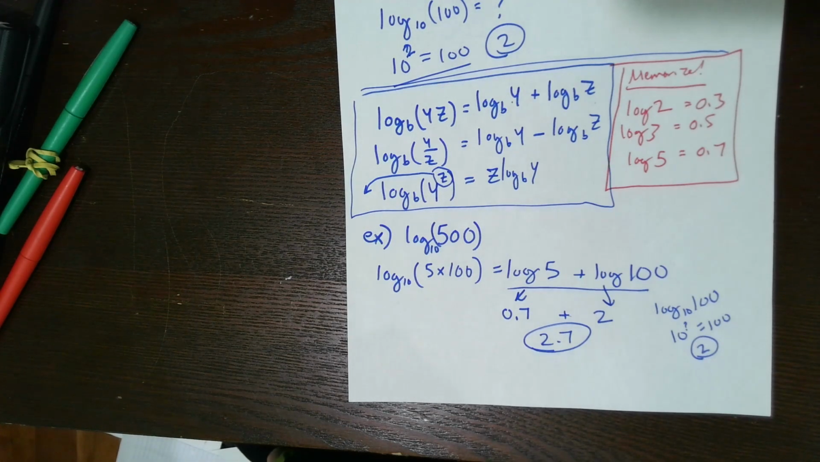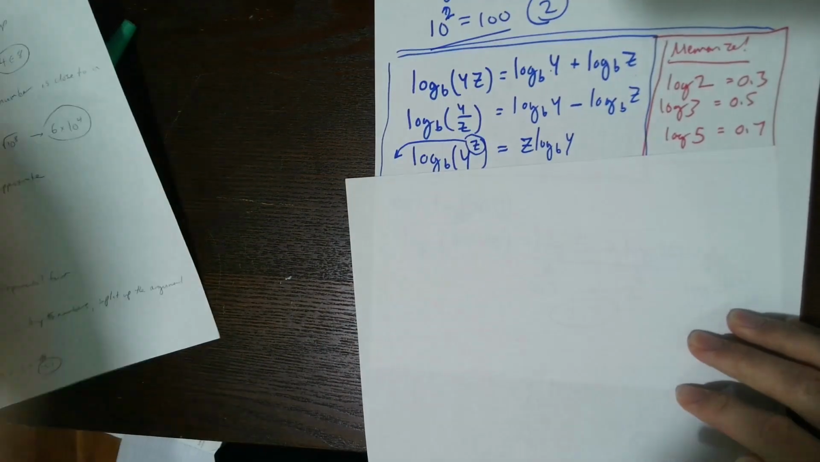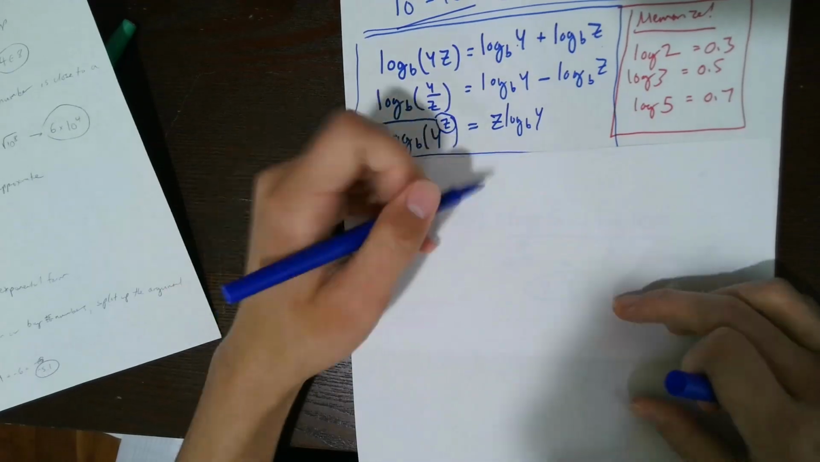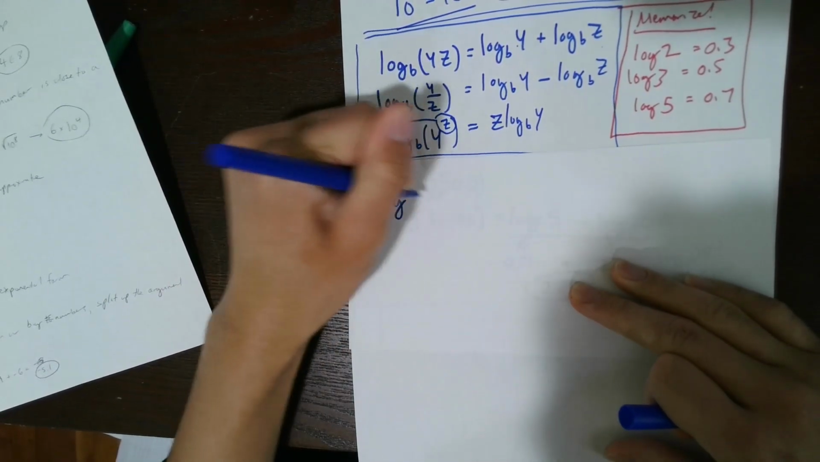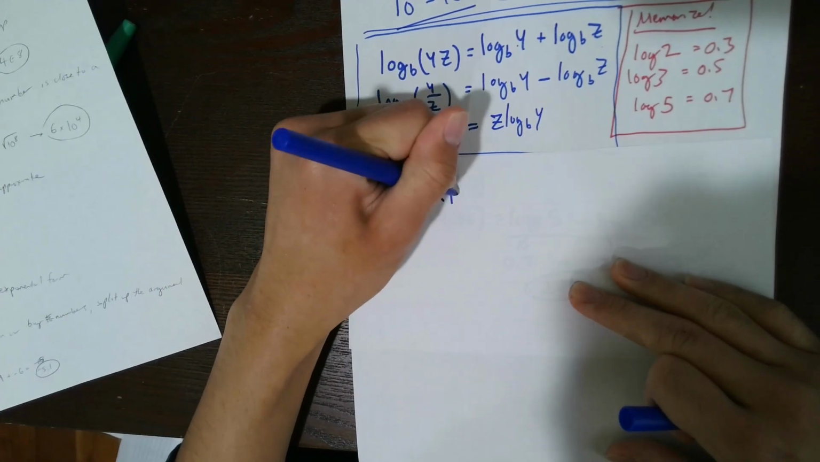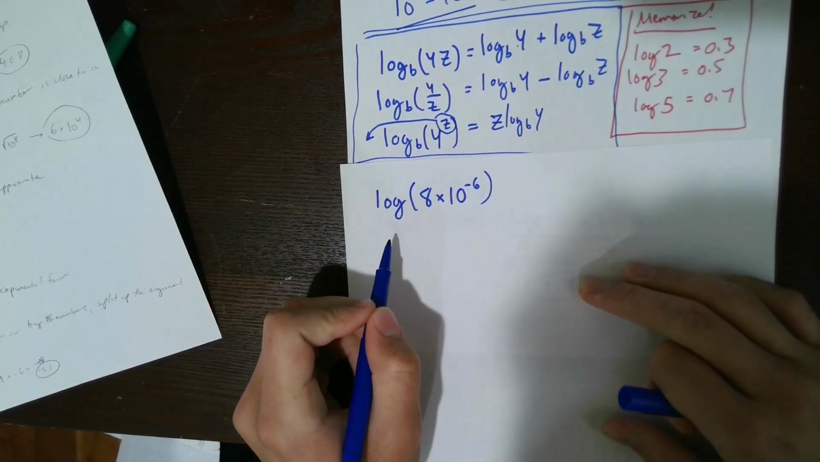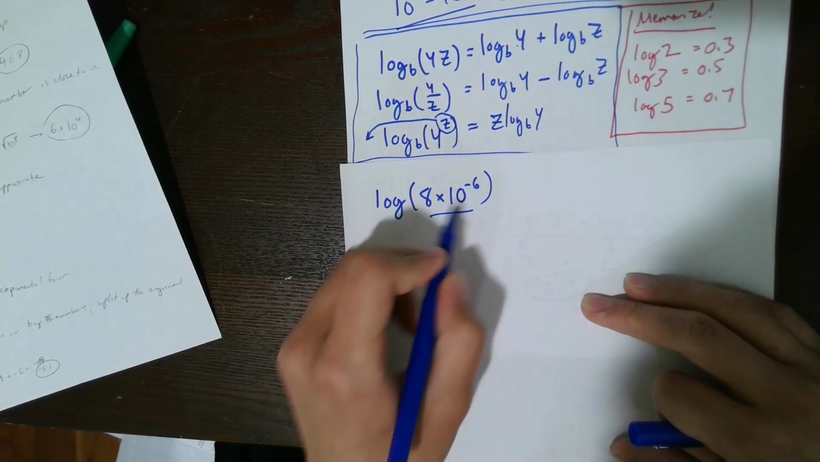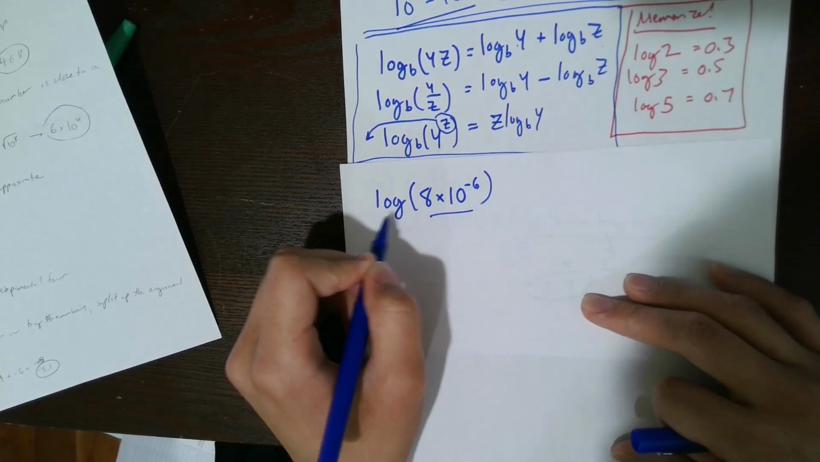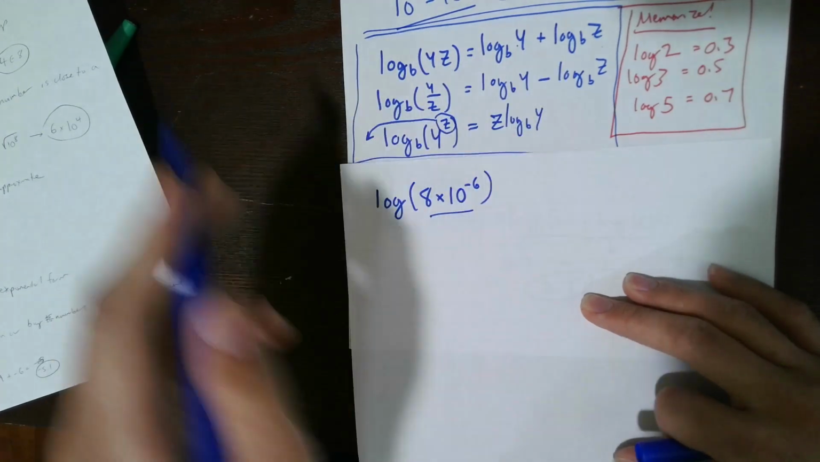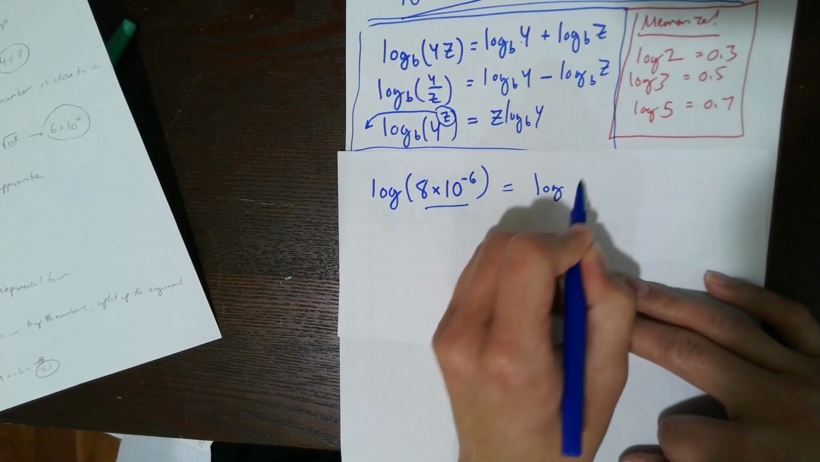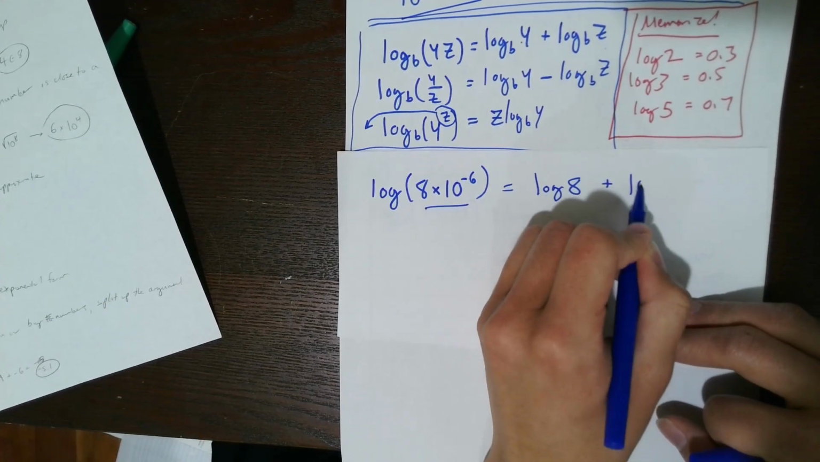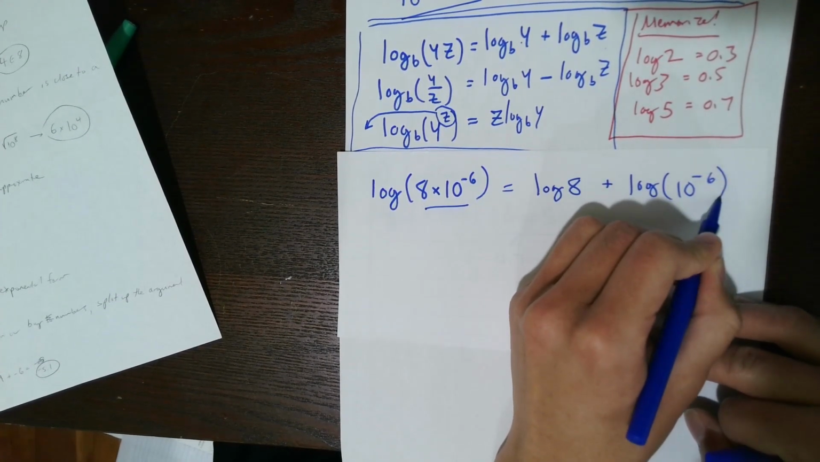All right, now what happens since things always get more complicated than they have to be? What happens if we have a log of a scientific notation? Let's say we have log of that number. All right, so we're going to do the same thing as before. We're going to try to split it up. Well, here it's already split up. So we have two things that are multiplied, so we're going to use this property up top, and we're going to write it as log of 8 plus log of 10 to the minus 6.